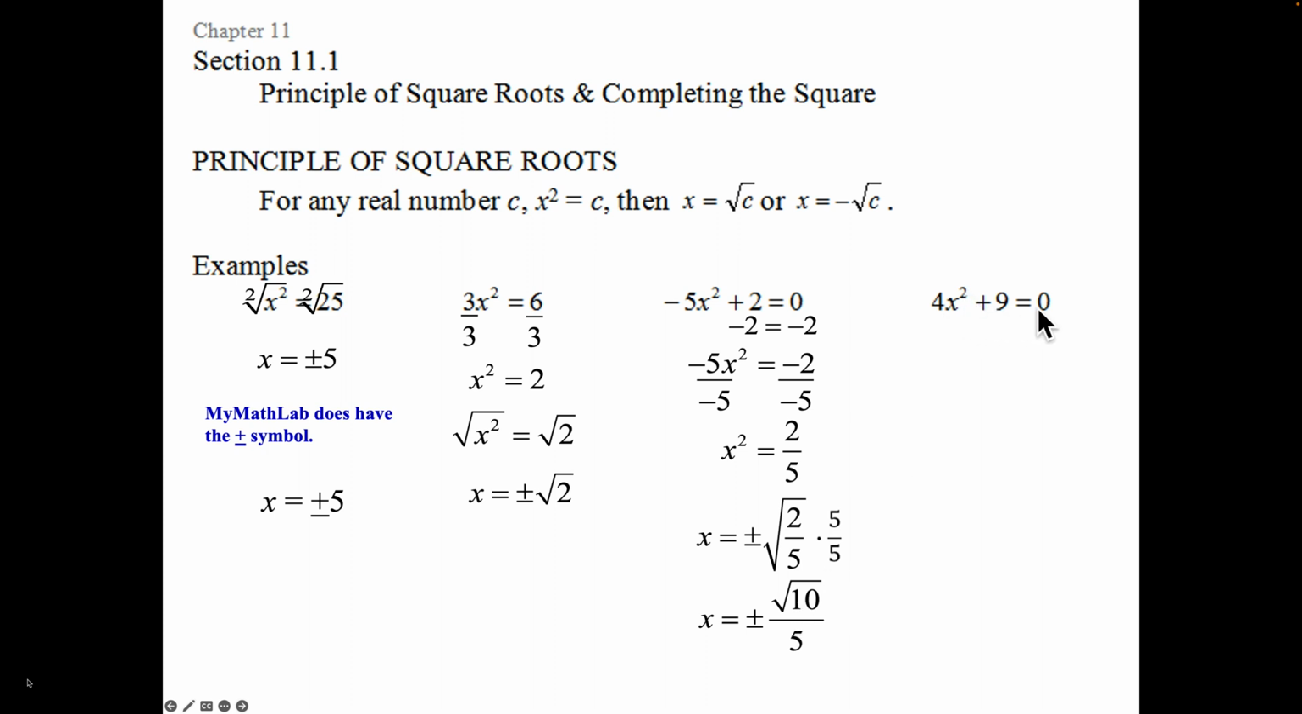4x squared plus 9 equals 0. Subtract over the 9. Divide over the 4. And now we're going to take the square root of this. Now in real numbers, it was declared that you cannot take the square root of this. But remember, we talked about imaginary numbers. We can now take the square root of a negative, and that's an i. Square root of 9 is 3, square root of 4 is 2, plus or minus. So now we'll be able to solve everything.